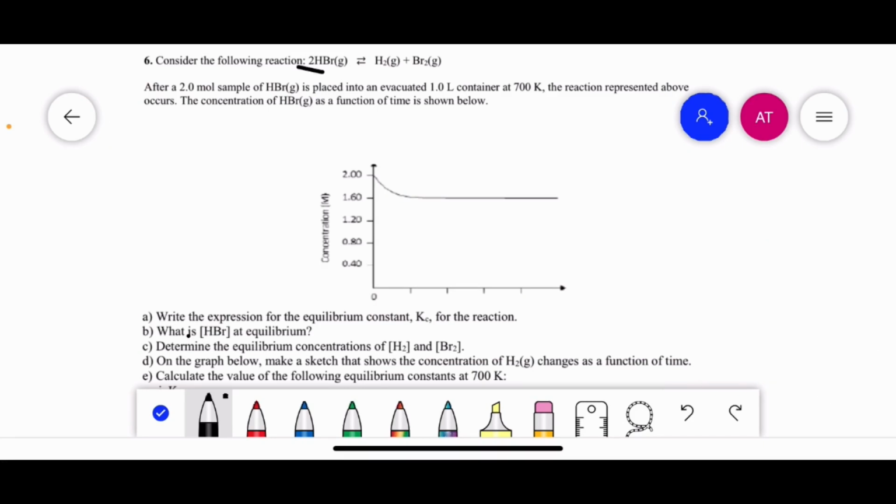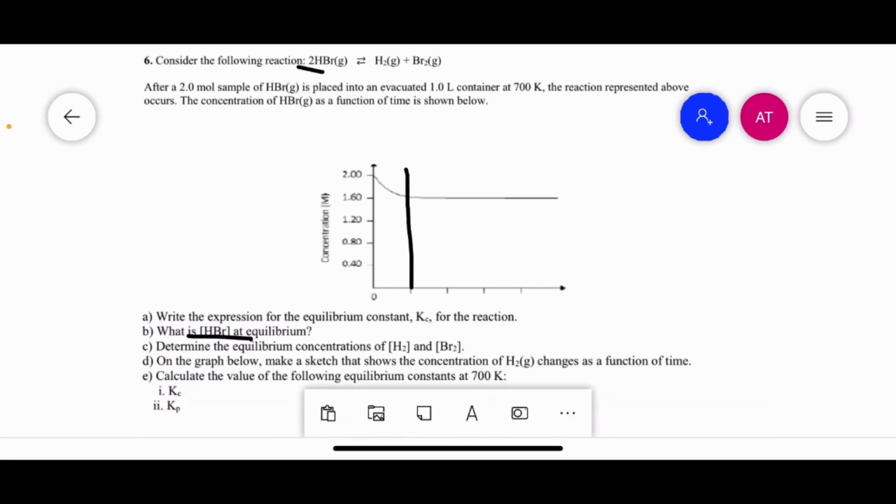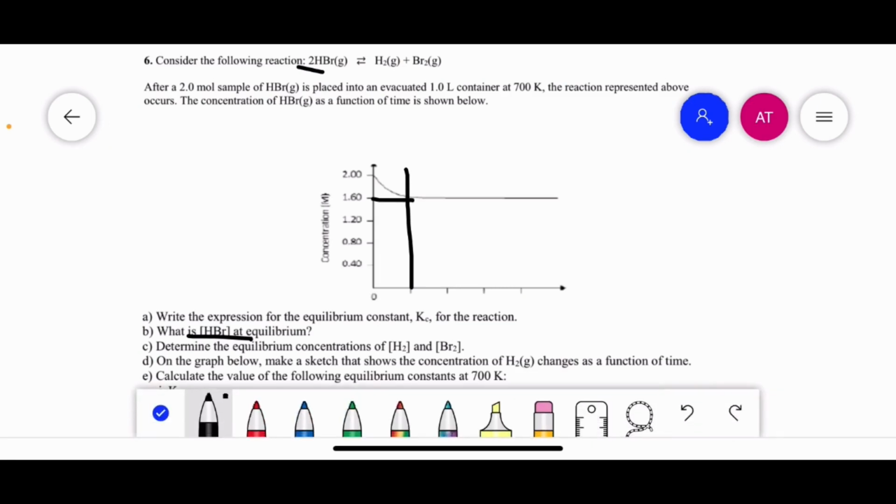Now they want us to find what HBr is at equilibrium. We can see that when the graph flattens out at this point, the concentration remains the same. We can then determine that this is when the reaction reached equilibrium. So we can see at this point that it's at 1.60 molar. So we can just say that it's 1.60 molar at equilibrium.